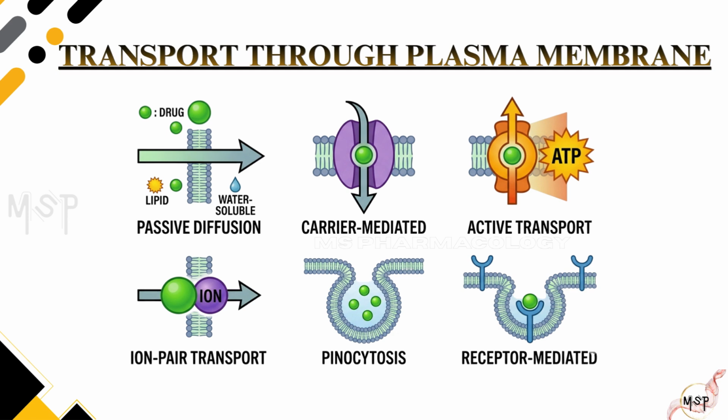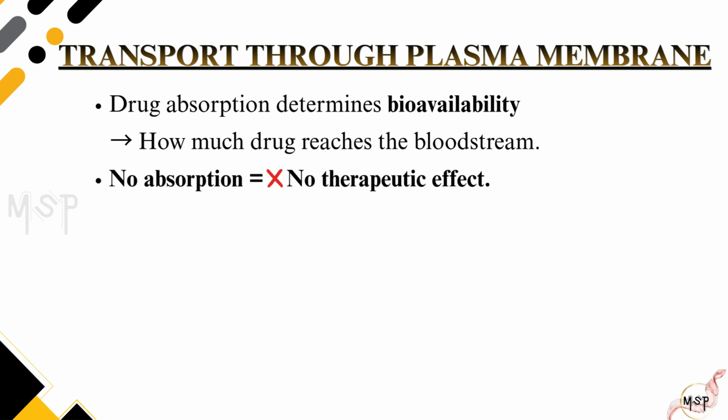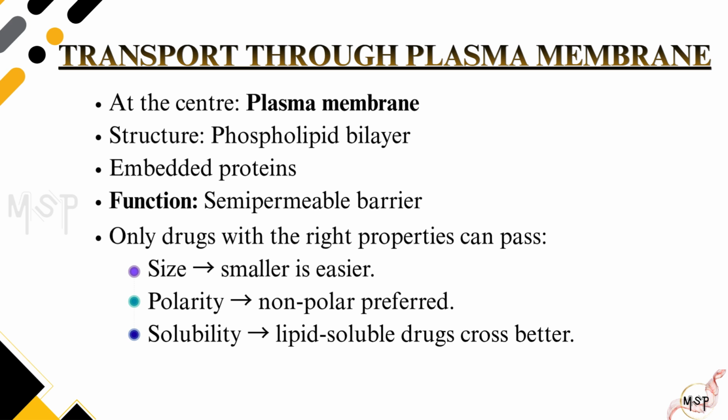In this video, we're going deeper. We're going to explore exactly how drugs cross biological membranes. Here's the big picture. Drug absorption across membranes determines bioavailability, meaning how much actually reaches your bloodstream. But here's the catch. Your body doesn't let everything in. Epithelial barriers, like your intestinal lining, act like strict gatekeepers, deciding what passes and what gets blocked. At the center of it all is the plasma membrane, a smart, semi-permeable barrier, and only drugs with the right size, polarity, and solubility make it through.